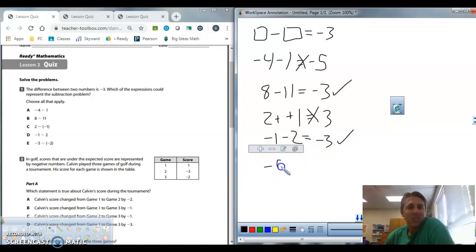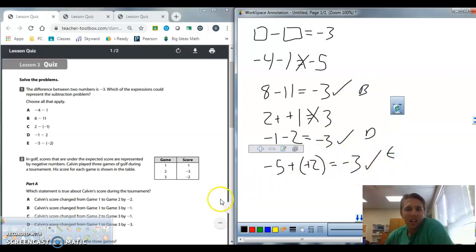And the last one, -5 minus -2. Okay, remember, two negatives in a row make a positive. It's like adding a positive. So here you've got -5 and +2. Well, now you weigh, what do you have more of? You have more of the negatives or the positives? You have more of the negatives. How many more? You've got 3 more negatives. So that would work out. Okay, so it would be B, D, and E in that case. Okay?